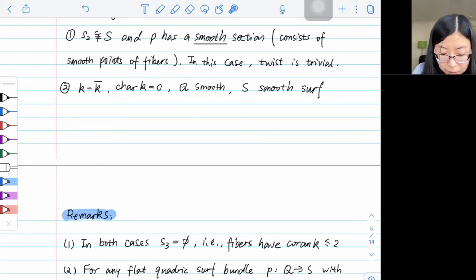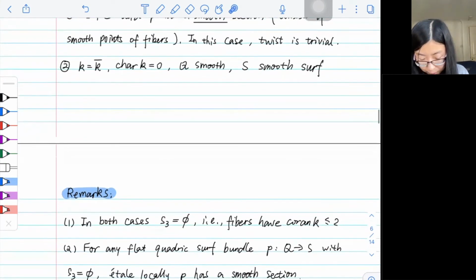And in the first case, because we're talking about a quadric surface, a corank 3 means that it's defined by the equation x squared. So it's completely non-reduced and there's no smooth point on the surface, which means that you can't have a smooth section.